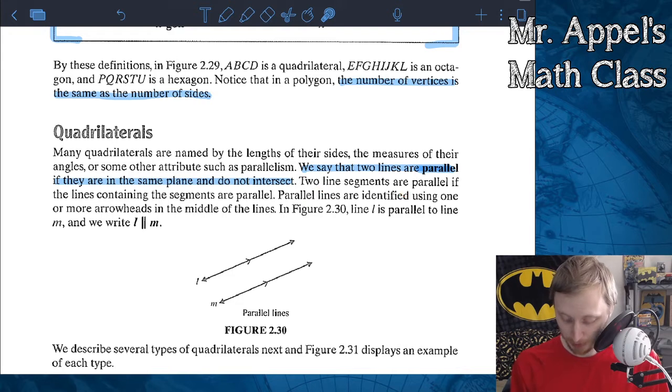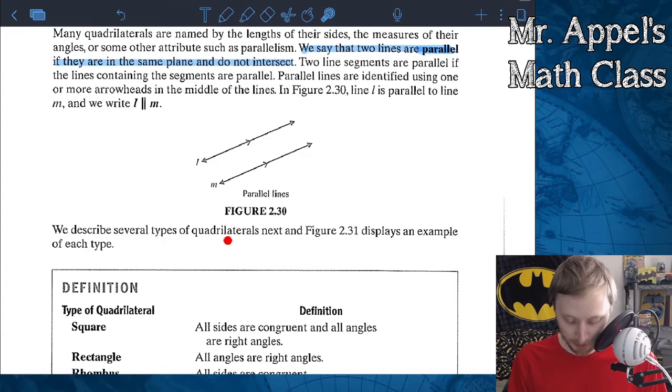Two line segments are parallel if the lines containing the segments are parallel. Segment parallel is based on line parallel. Parallel lines are identified using one or more arrowheads in the middle of the lines. That's the little doodads here. In figure 2.30, line L is parallel to line M, and we write L is parallel to M. Okay, so the symbol for parallelism is two vertical bars there.